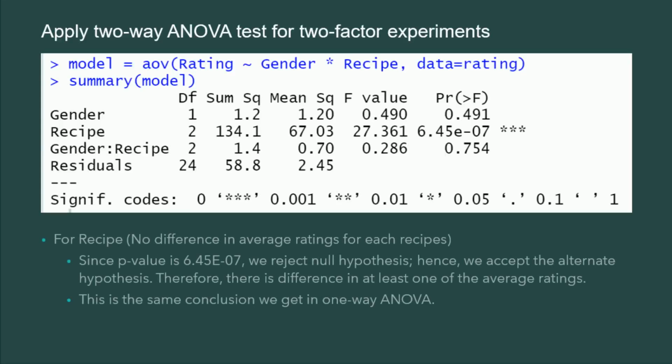Secondly, for recipe, with the null hypothesis as there is no difference in average ratings for each recipe. The p-value is 6.45 times 10 to the power of -7. We reject the null hypothesis. Hence, we accept the alternate hypothesis. Therefore, there is a difference in at least one of the average ratings. This is the same conclusion we get in one-way ANOVA, so no problem here.